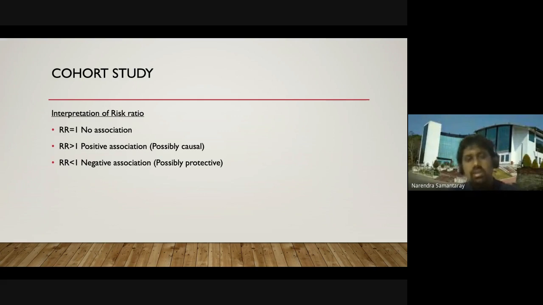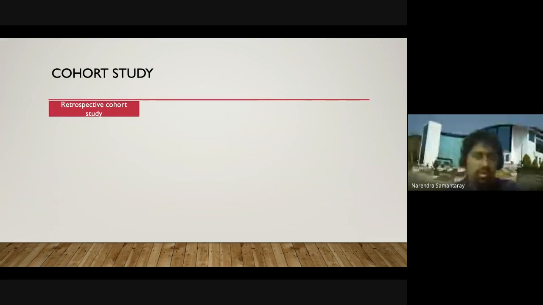What is the interpretation of the risk ratio? It tells how many times the individuals exposed to a particular condition are likely to have a certain outcome in comparison to those individuals who have not been exposed to that condition. If it is 1, then we can say there is no association. If more than 1, then the exposure that we have studied has a high association with that outcome. If it is less than 1, then we can say there is a negative association, or that it may possibly be a protective factor.